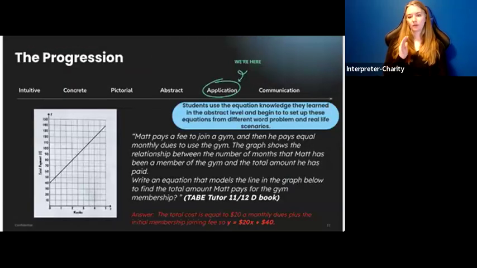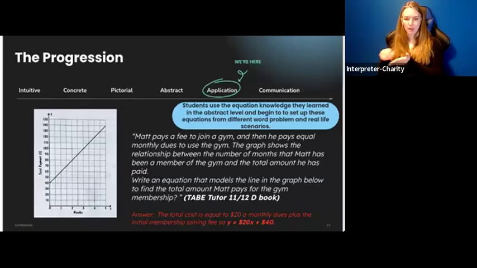Our fifth level here, application, we're trying to get them to accomplish that linear function, writing an equation based on a scenario, knowing what's our dependent versus what's our independent. So now we're going to be looking at a textbook example of a situation. Matt pays a fee to join a gym, and then he pays equal monthly dues to use the gym. The graph shows the relationship between the number of months that Matt has been a member of the gym and the total amount he has paid.